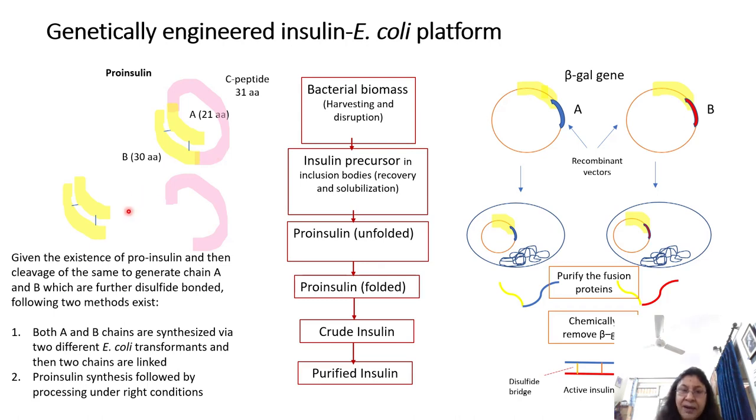Or else the second method, which I'm going to demonstrate in this figure, is that you could have A and B chains, which are synthetic DNA fragments, which are going to code for A chain and B chain. Once you produce them separately on two different plasmids in two different hosts, then these proteins could be brought together. They could be assembled in vitro. Okay, so both the platforms are used.